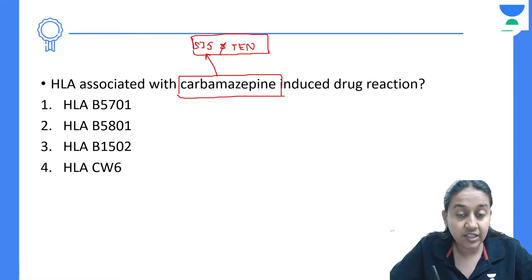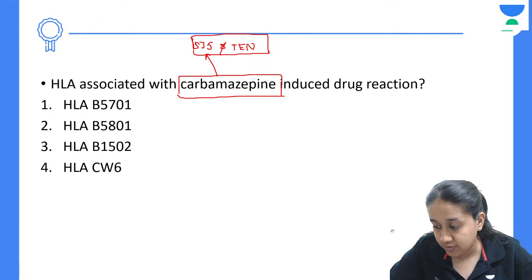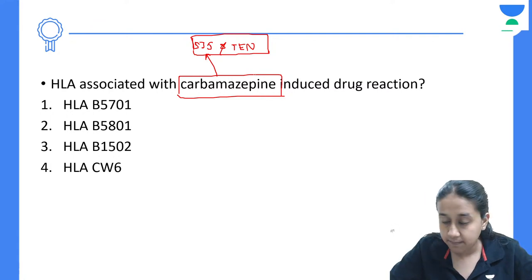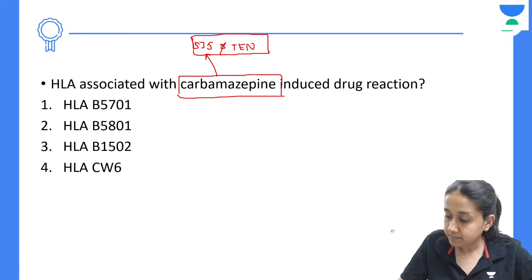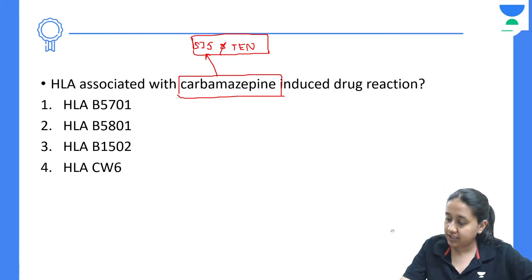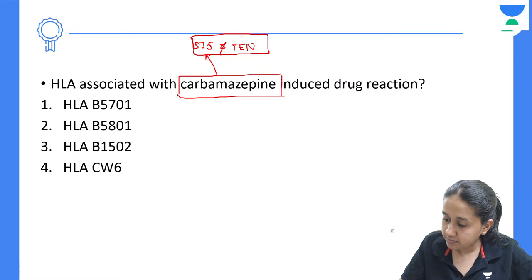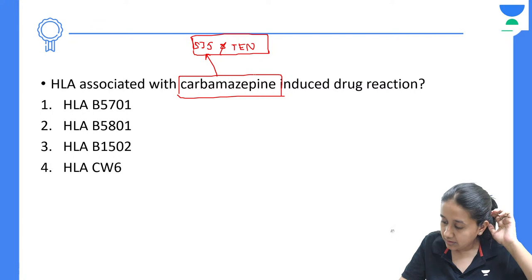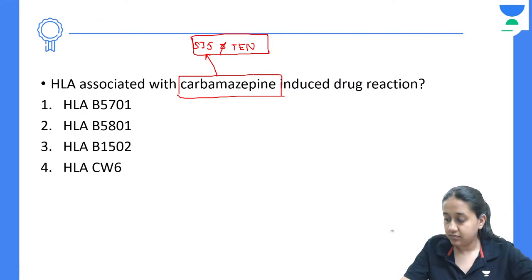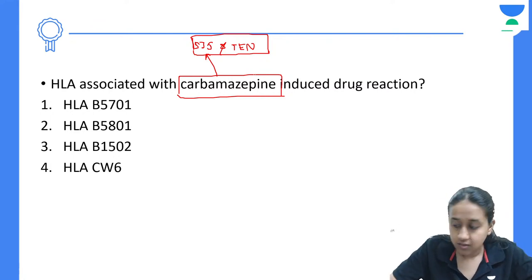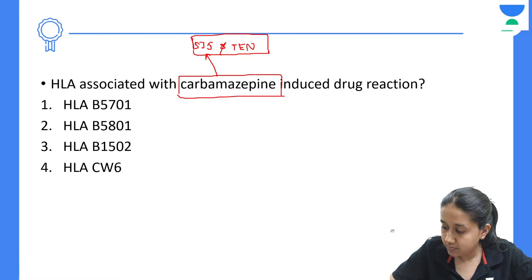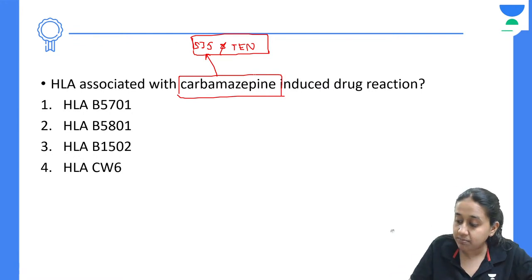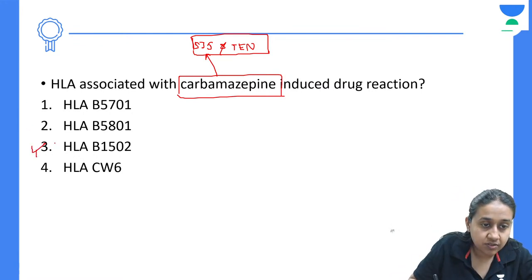Now the chances of having the drug reactions, they are more frequent when patient has a very specific type of HLA associated. So can you tell me what is that HLA among the options provided? Anyone can tell me the answer? Very nice, amazing all of you. HLA associated with carbamazepine induced drug reaction. Please remember the answer is option number 3.